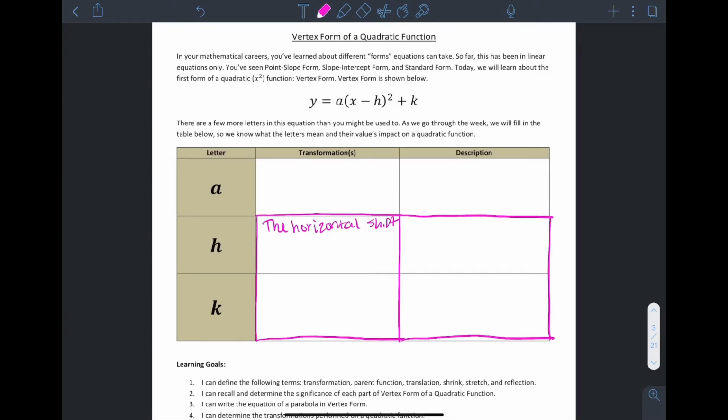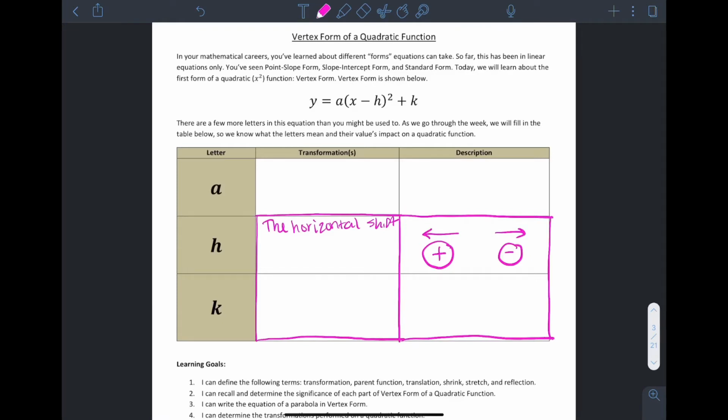It goes left or right, right? Positive numbers, if we have a plus number in there, indicate it going left. Negative numbers indicate it going right. And that's because it's x minus h. So if it is minus h and I plug in a positive number, let's say positive 2, I'll have x minus 2. But if I plug in negative 2, indicating a leftward shift, I'll have x minus negative 2, and minus negative is positive. So that ends up being positive.